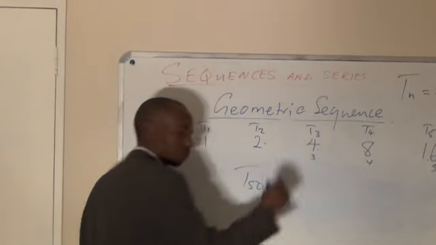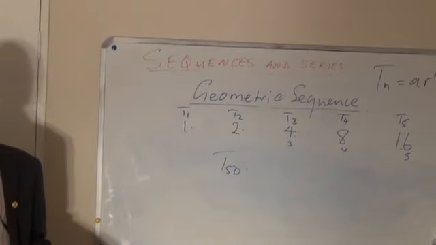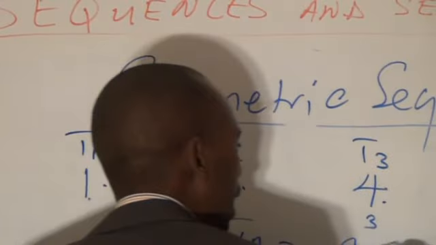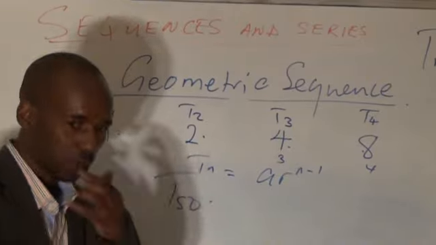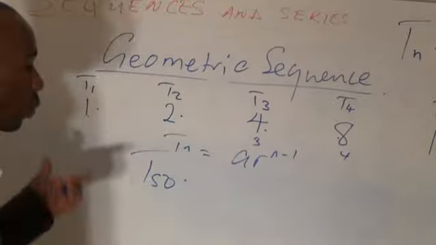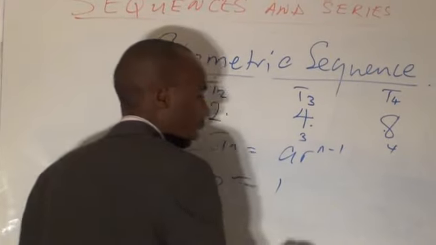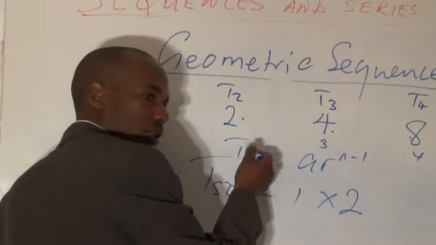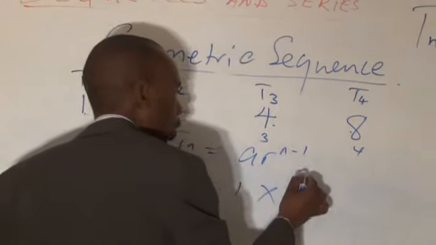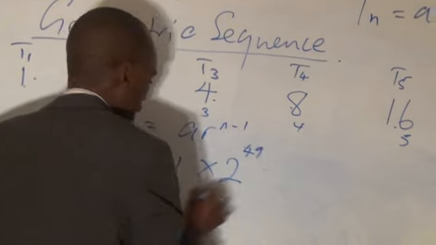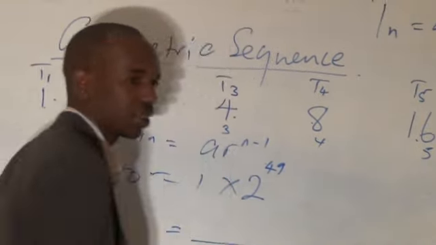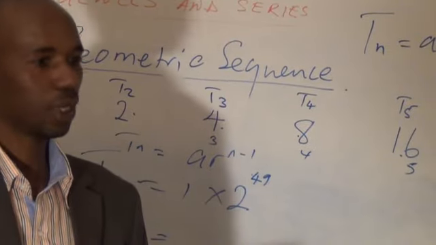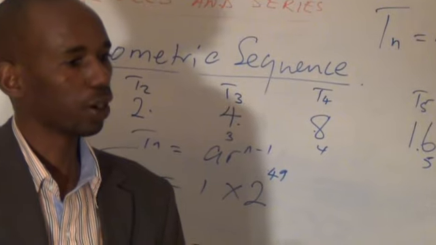How do we find T50? We know that Tn is a r to the n minus 1 for a geometric sequence. So for T50, we know what our a is. It's 1 times our common ratio 2. Our n is 50, so that will be 50 minus 1, which is 49. What is 2 to the power 49? That's a very big number. Sure, your calculator will tell you error.